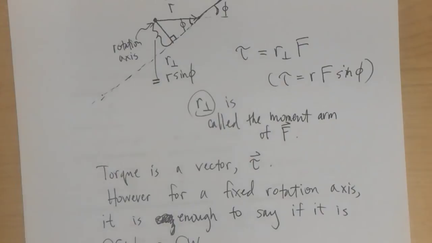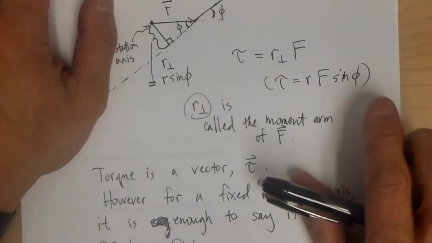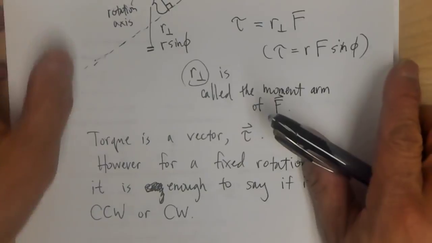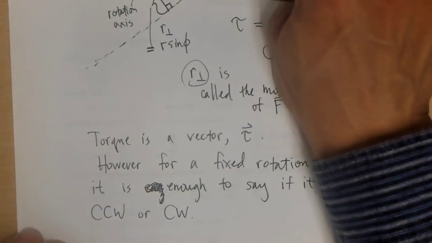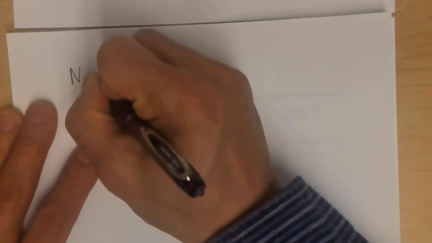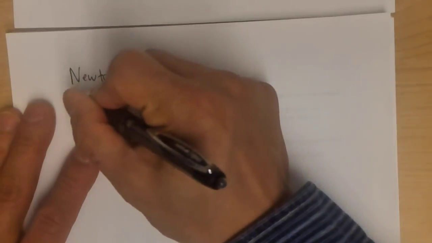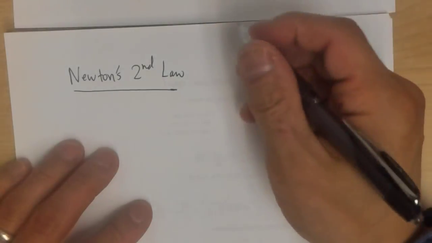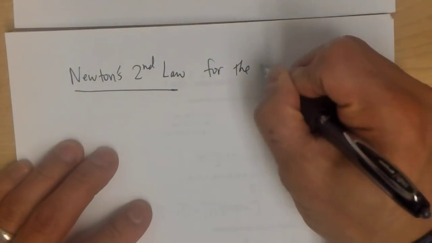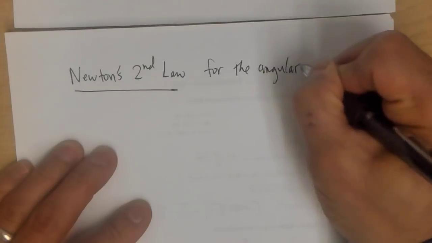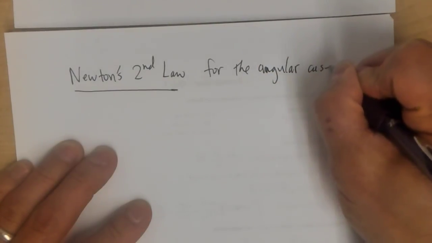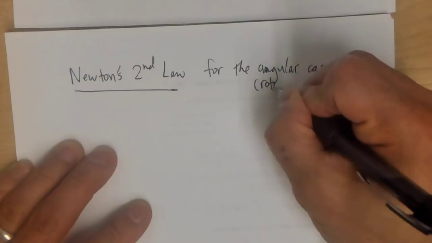All right, I promised that we would now make a connection to moment of inertia. Last lecture we defined moment of inertia and never really did anything with it. So now I'm going to make this connection. We're just going to do a whole bunch of analogies. This is Newton's second law. We already did Newton's second law, but this is for the angular case, or if you don't like the word angular, for rotations.